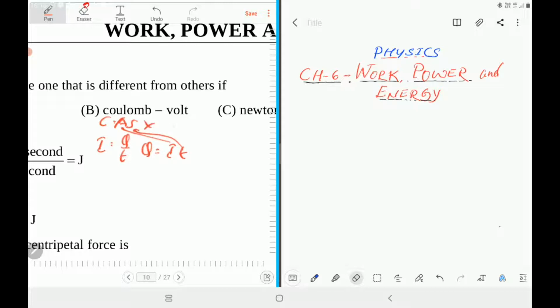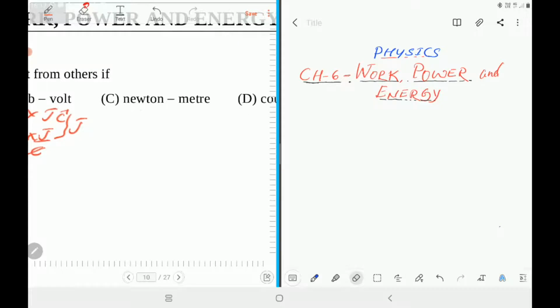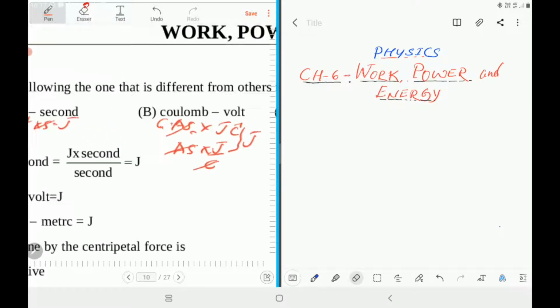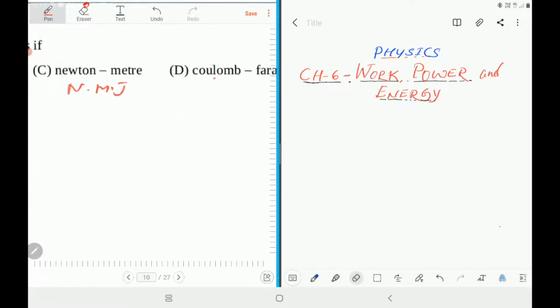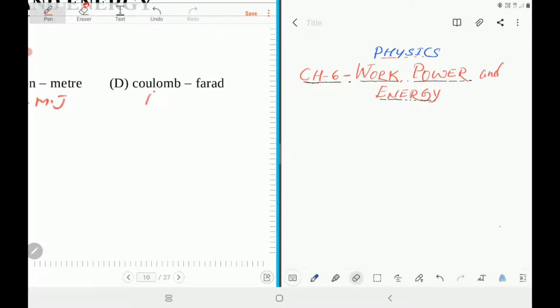What is volt? Volt is joule per coulomb. So you can easily simplify it to write this way. See, ampere second into joule by coulomb. See, coulomb, ampere second cancelled here. So you are left with the unit joule only. Come here, Newton, unit of force, into meter, this Newton meter itself is joule. So all the three are the same unit wise. But the last one, coulomb we can write as ampere second.